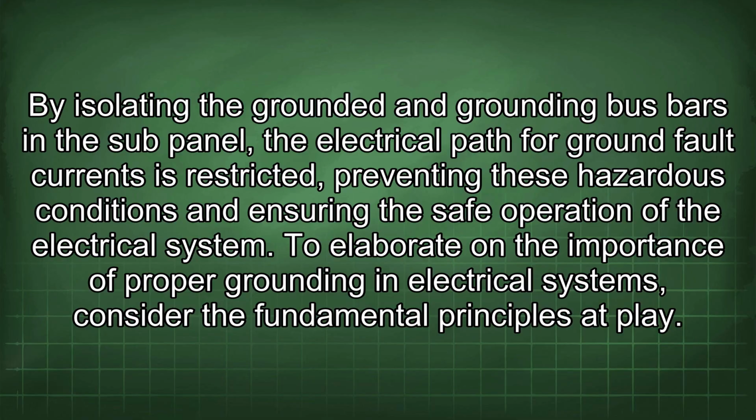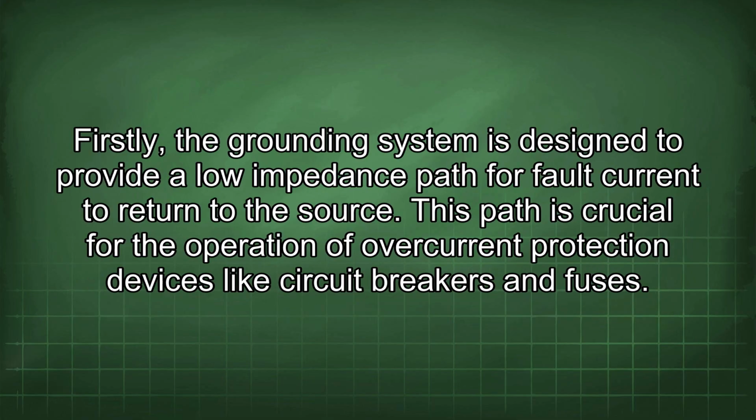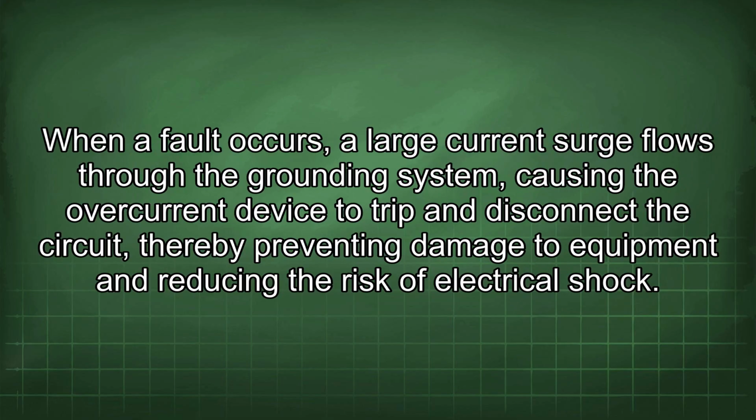To elaborate on the importance of proper grounding in electrical systems, consider the fundamental principles at play. Firstly, the grounding system is designed to provide a low impedance path for fault current to return to the source. This path is crucial for the operation of overcurrent protection devices like circuit breakers and fuses. When a fault occurs, a large current surge flows through the grounding system, causing the overcurrent device to trip and disconnect the circuit, thereby preventing damage to equipment and reducing the risk of electrical shock.